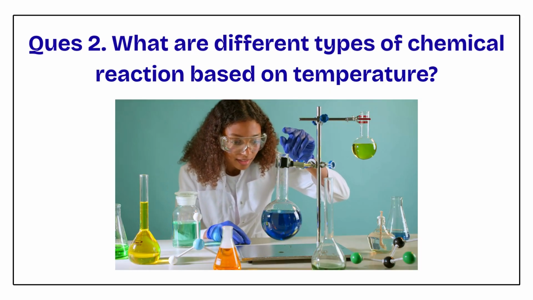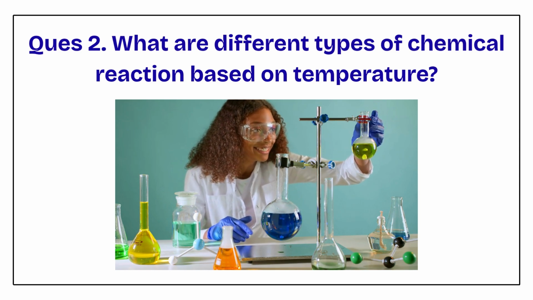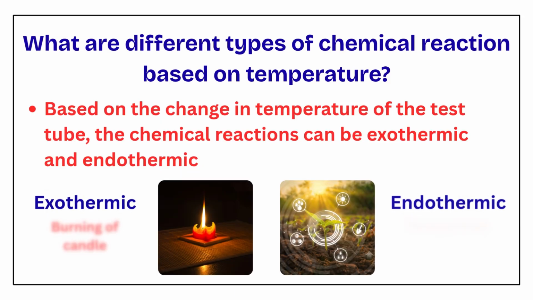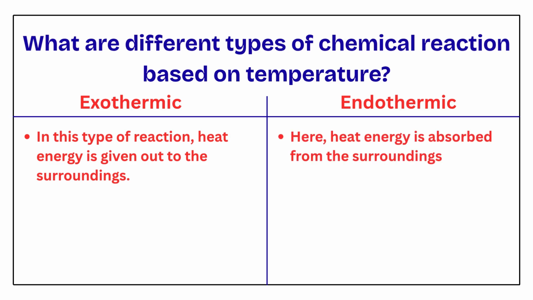So let us come to the next question, what are the different types of chemical reactions on the basis of change in temperature? So on the basis of change in temperature of the test tube, the chemical reactions can be exothermic or endothermic. That is, an exothermic reaction is one in which heat is released out, whereas the endothermic reactions are those reactions in which the heat is absorbed.